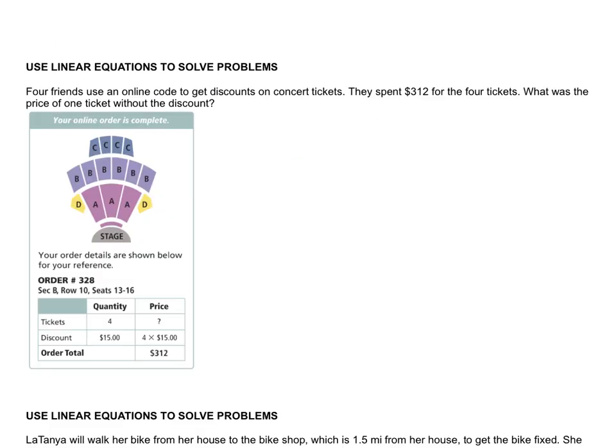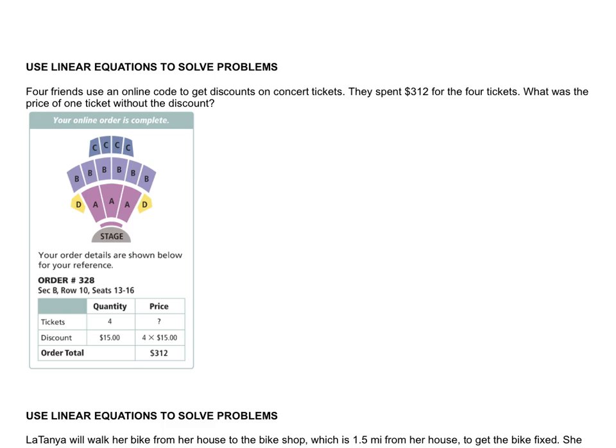All right, on this next page, what I want to do is use linear equations to solve some real-world problems, okay? So the example that we're given is that 4 friends use an online code to get discounts on concert tickets. They spent $312 on 4 tickets. What was the price of 1 ticket without the discount?